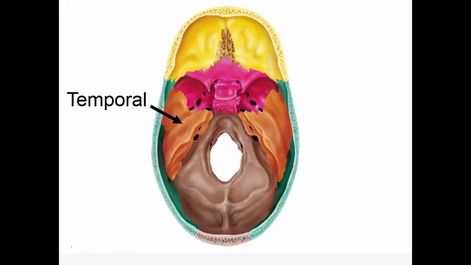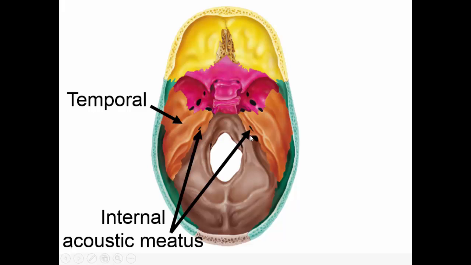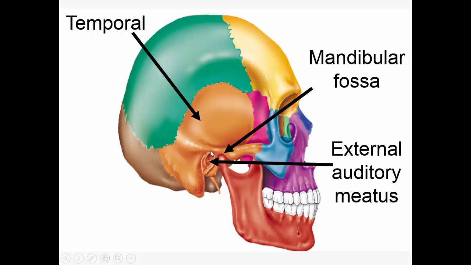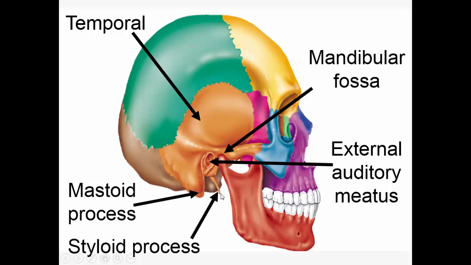Looking still at the temporal bone on the inside, we have the internal acoustic meatus. This is the other end of that external auditory meatus. Here you can also see the jugular foramen. On the outside, we see from the temporal bone, there is the mandibular fossa. This is this depression where the mandible will articulate with the temporal bone. Here is that external auditory meatus. Here is the mastoid process. This is the lump you can feel behind your ear. And this is the styloid process. This is again another place for muscle attachment. On most skulls, this is not this prominent because it gets broken off pretty easily.